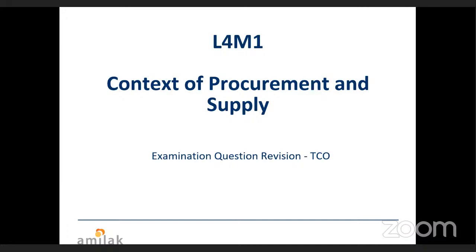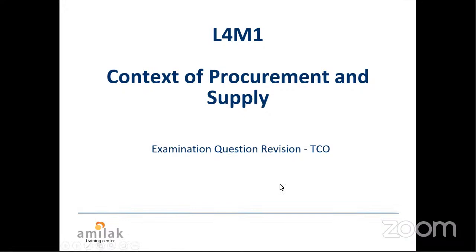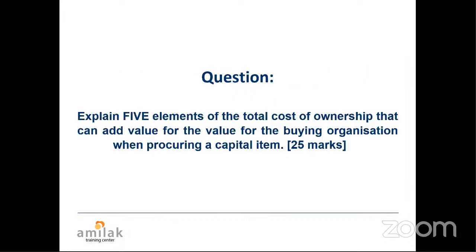So what I want to do today is to take you through how to answer an essay type question. And this essay type question is about the total cost of ownership in the context of procurement and supply. In fact, wow, this is not the right title. It is now called the scope and context of procurement and supply. Let's go for it, ladies and gentlemen.